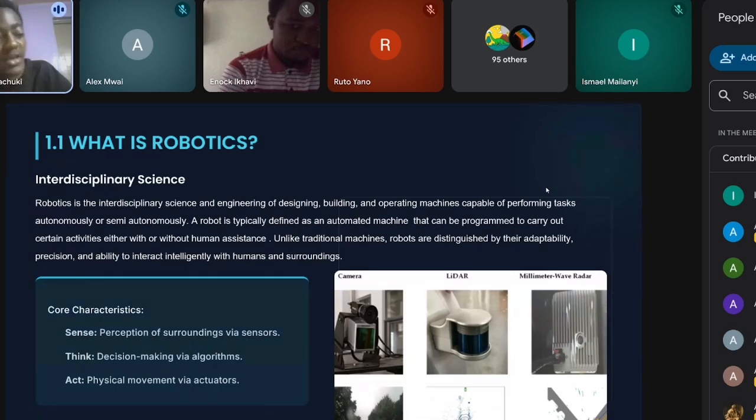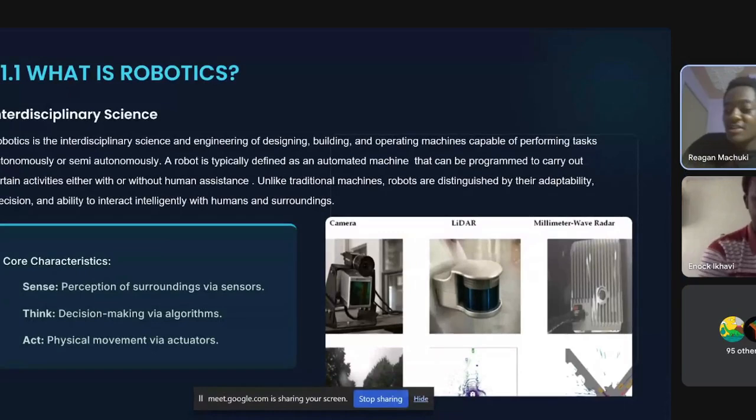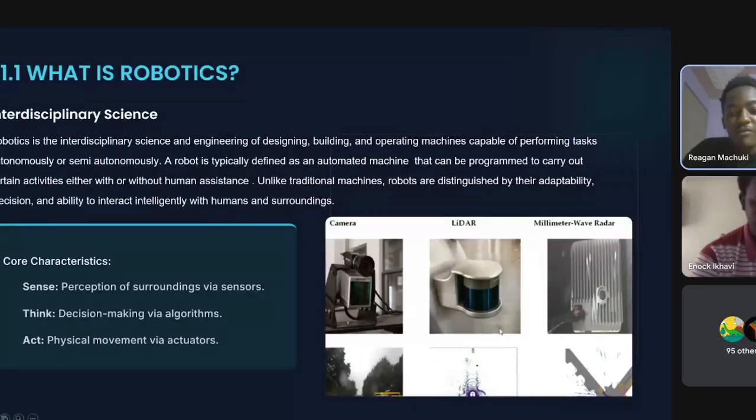The core characteristics of robots include sense, which is perception of surroundings through sensors, then decision making through algorithms, and physical movement through actuators. Actuators are components of a machine responsible for moving and controlling systems that help to convert energy into mechanical motion. These are some examples of robots. We have camera, a millimeter wave radar, and the likes.